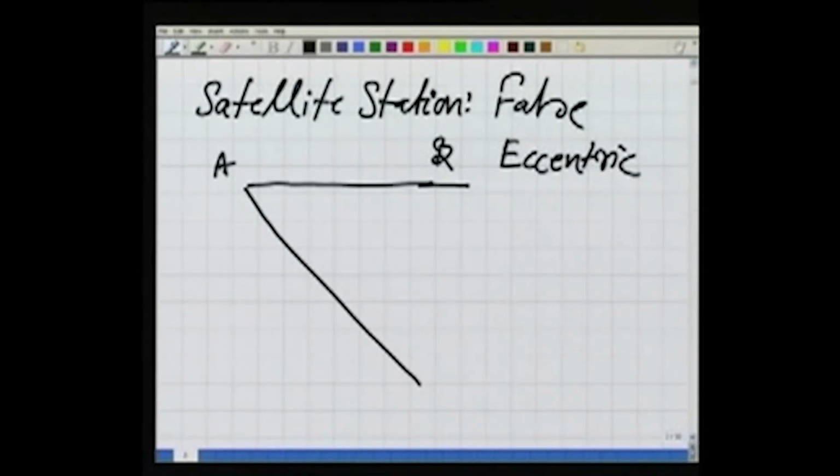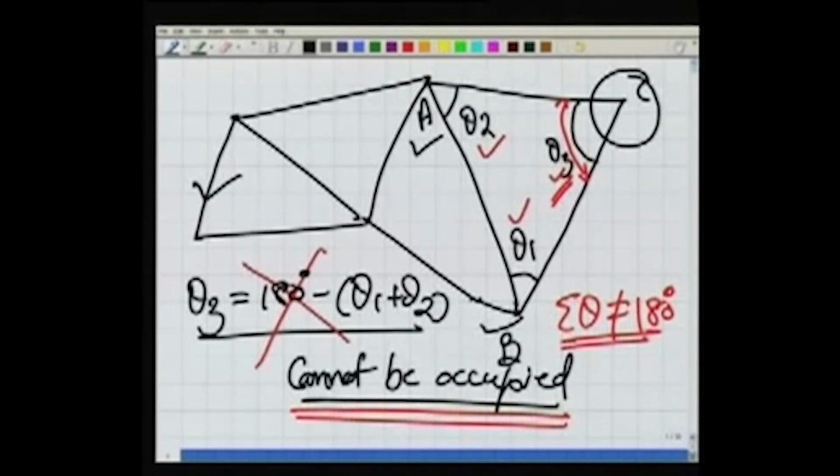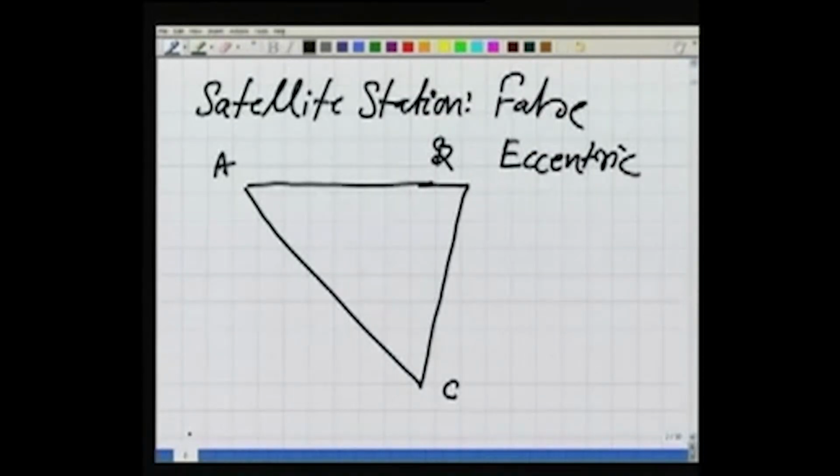Our C is somewhere here. As you can see in this diagram, this is our measured base length. We are starting from the base length and we go through this chain of triangles. By knowing all these angles and this length, we are able to compute this length. So, length AB is known to us, as well as we have measured angle here and angle here.